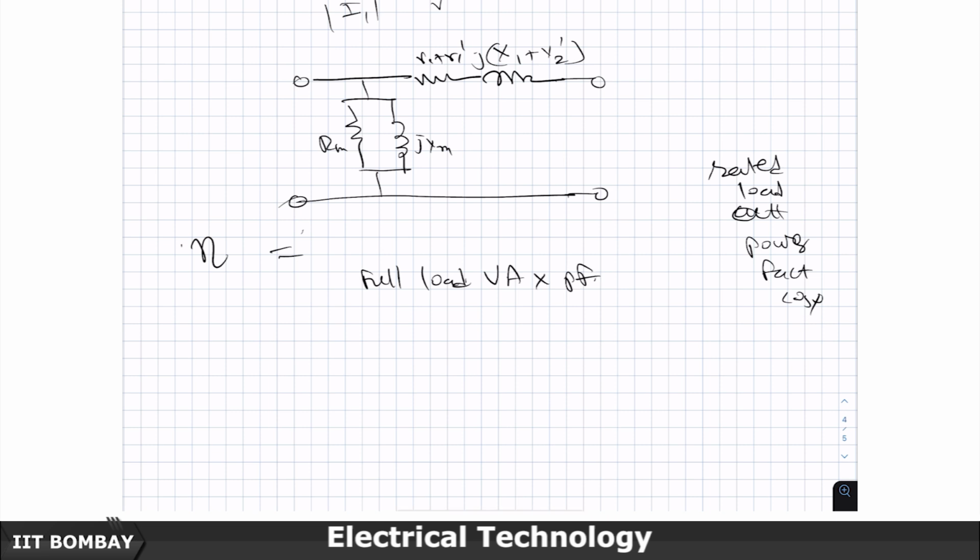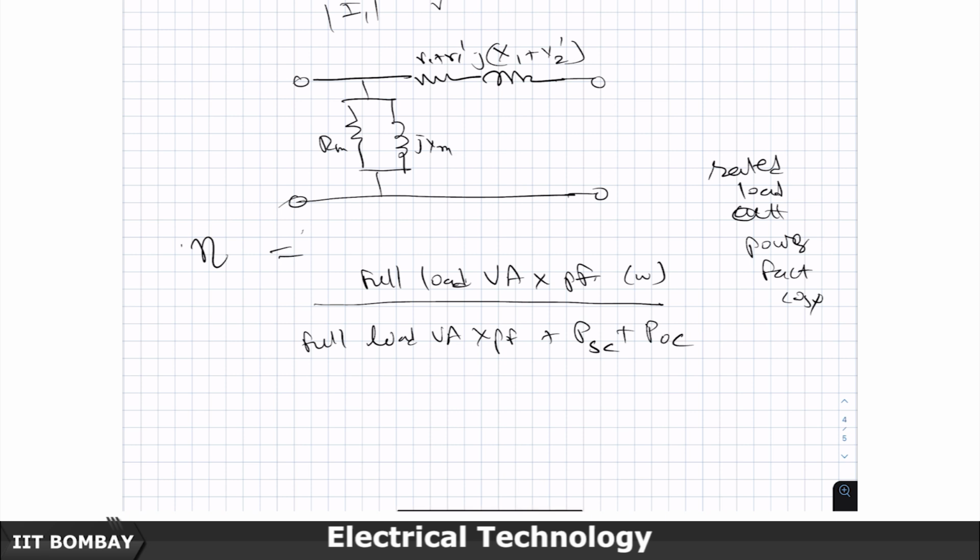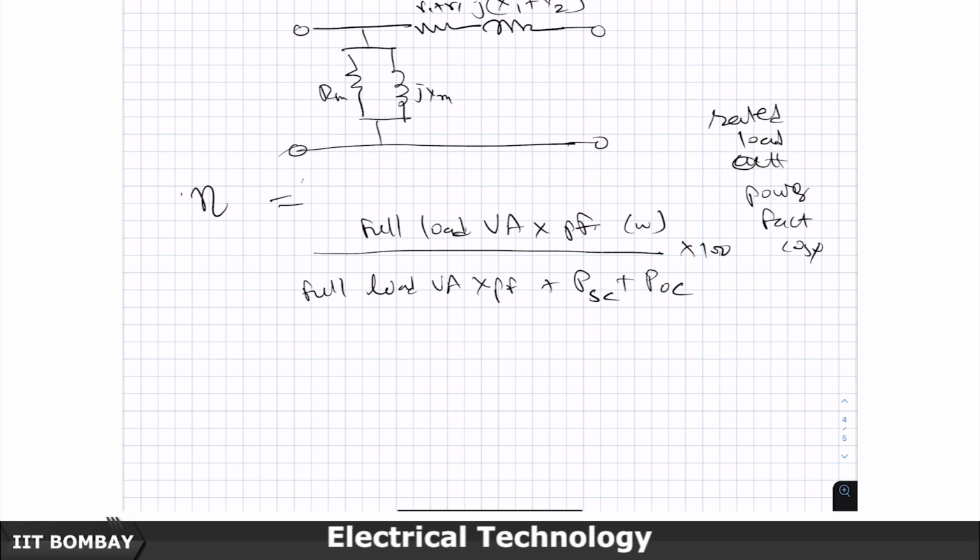into power factor, and the input is going to be full load, this is in watts, into power factor, plus the losses, because full load current is flowing. So, whatever short circuit losses you measured, that is PSC, and whatever iron losses you have measured, POC, into 100 will become the percentage efficiency of the transformer.